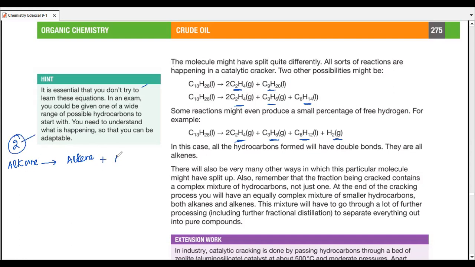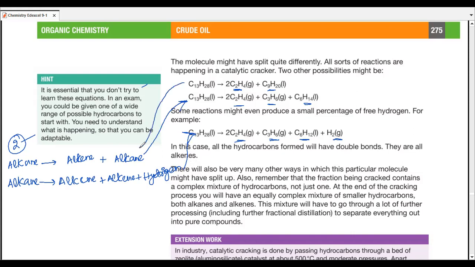That is alkene plus alkane, one possibility. And the other possibility is that alkanes may give you alkenes of different sorts. So that's alkene plus alkene plus hydrogen. So this kind of possibility, and these are these possibilities.